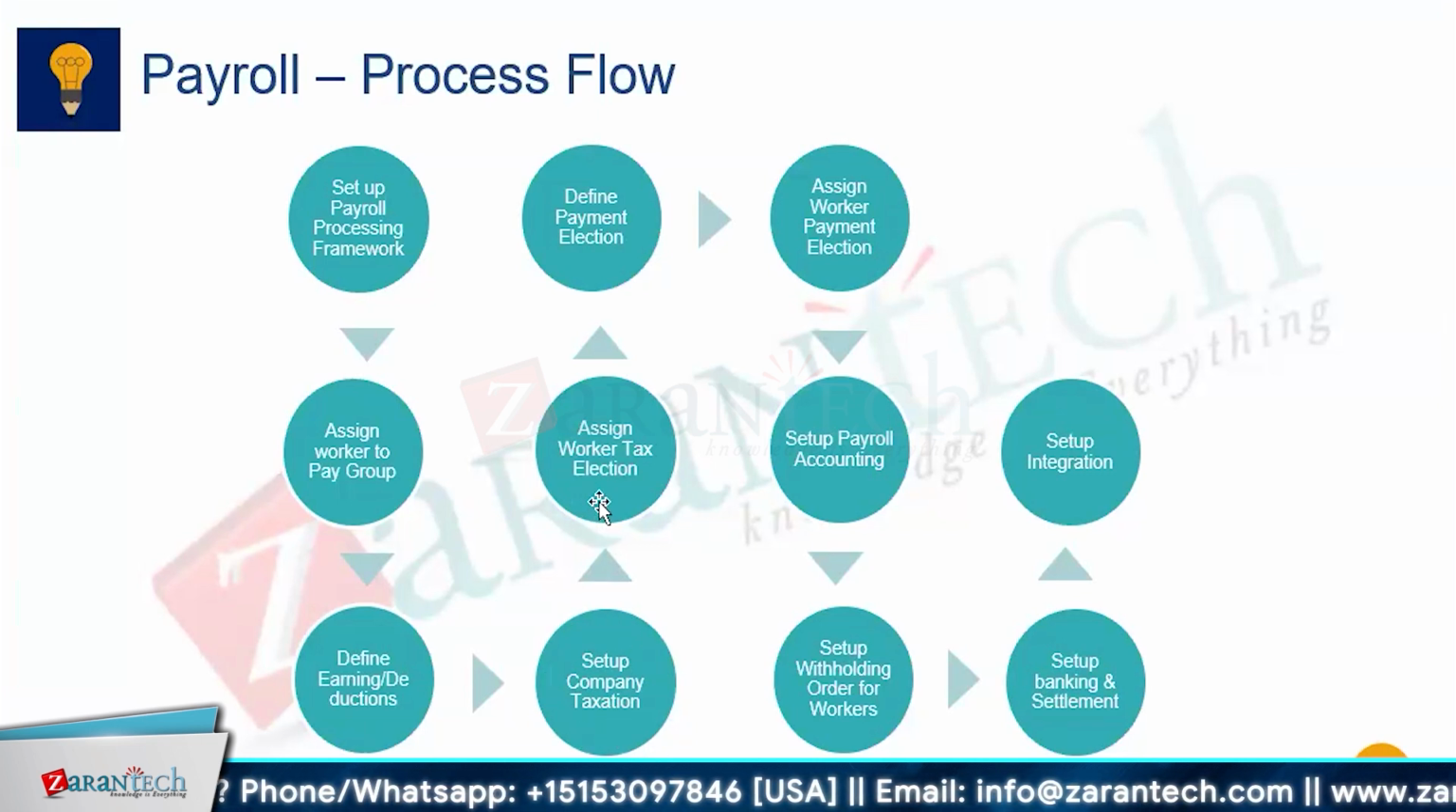Then we go ahead and assign the tax elections for the worker. Now, people familiar with US taxation and how the tax structure in the US works know that we have taxes at three different layers. We have a federal tax, we have taxes at the state level, and there are states that do not levy state taxes. But the majority of the states have their state taxes as well. And then at the city, county and school district level, we have another layer of taxation.